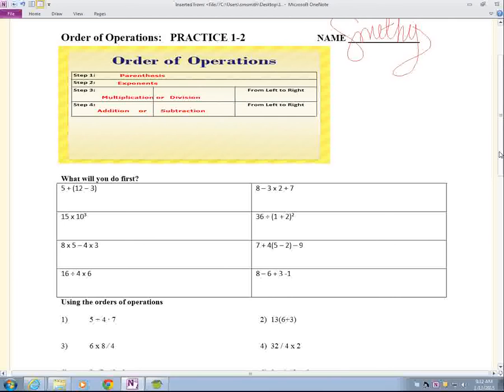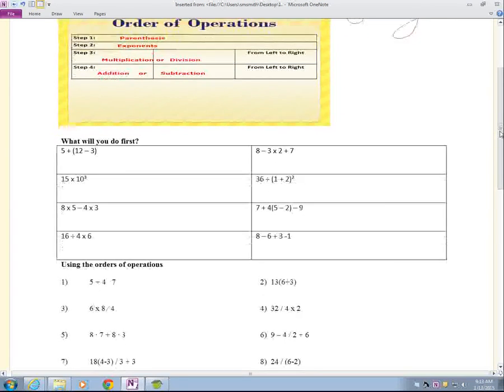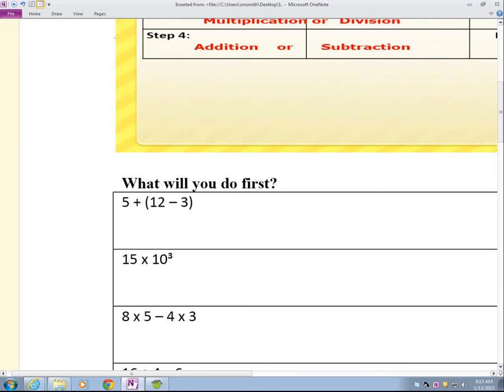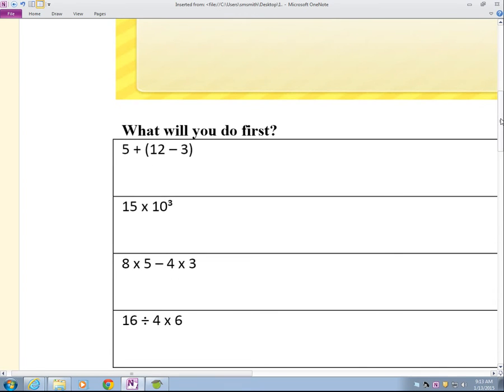So it says here, order of operations practice 1-2. Because it shows the steps up there as well. And then we have what will you do first. These are going to be words. So it's going to be one of those 6 words of PEMDAS. So what will you do first? So for the first one, what would the situation be? Someone raise your hand, tell me what you would do on this one first. Claire? Parentheses, yep. So write that and spell it correct.